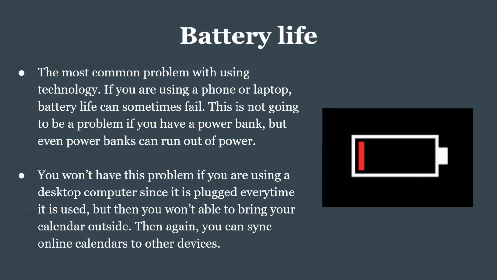Battery life. The most common problem with using technology is that battery life can sometimes fail. This is not going to be a problem if you have a power bank, but even power banks can run out of power. You won't have this problem if you are using a desktop computer since it is plugged in every time it is used, but then you won't be able to bring your calendar outside. Then again, you can sync online calendars to any other device.